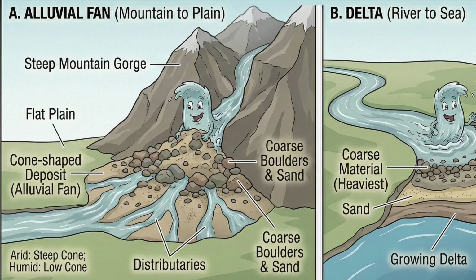The stream often gets blocked by its own debris and splits into many channels called distributaries. In humid areas, these fans have low cones. In arid areas, they are steep.